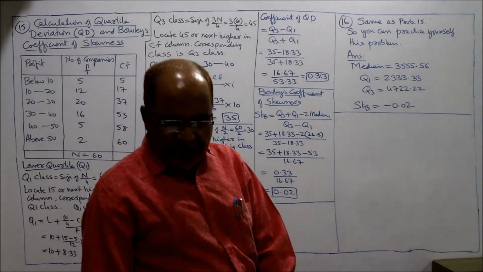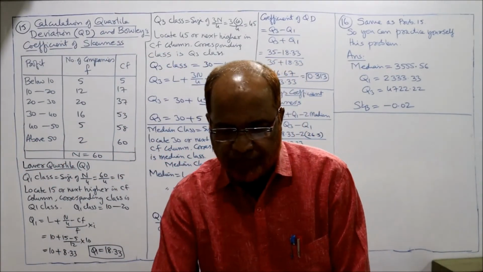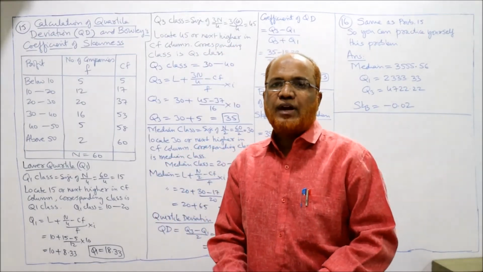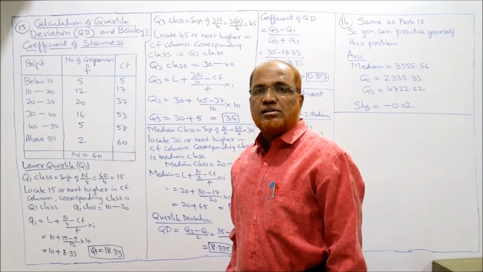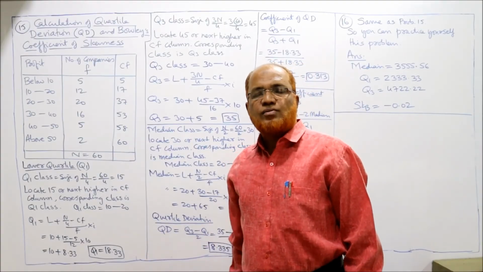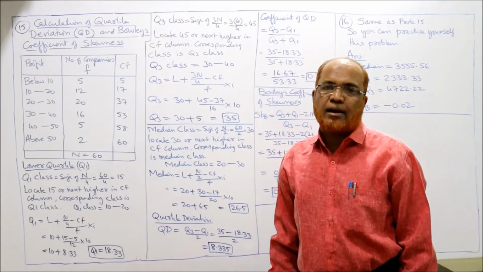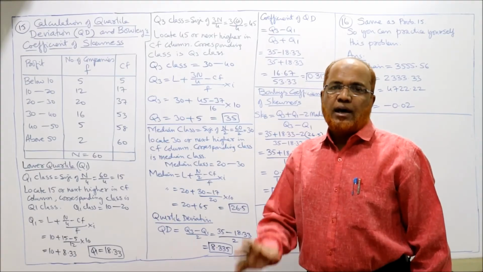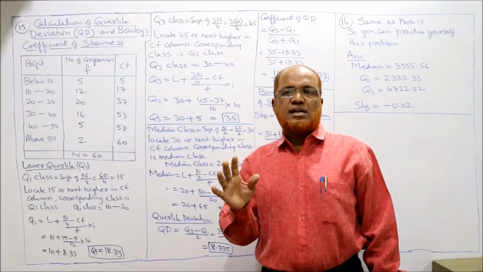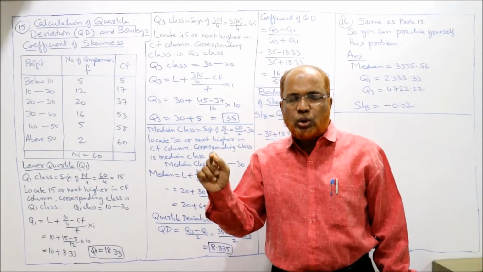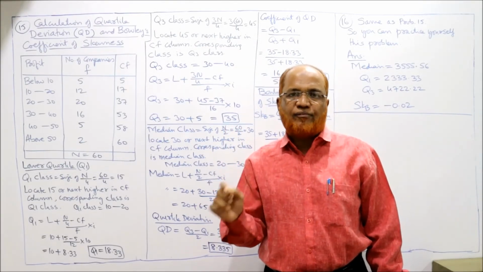Come on, now we'll start the next problem, 15th one. See here, in the previous session we have done the problems on discrete series. Now it is a continuous series. In continuous series we have to apply the formula for calculating the median and quartiles. Remember, the formula for median and quartiles are same. Only one difference is there. In median we divide by 2 and in quartiles we divide by 4.